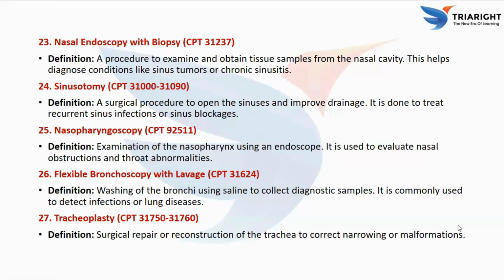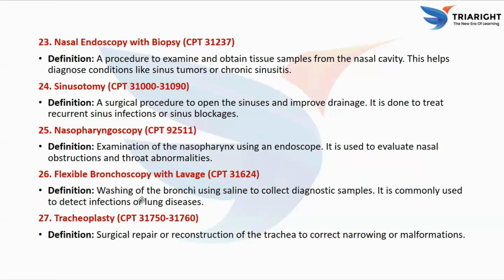So why is it done? Because there may be a nasal obstruction, enlarged adenoids, voice problems, and throat or airway abnormalities. This is a diagnostic procedure only. There is no biopsy and no surgery done in this procedure. This is very common in ENT clinics. And CPT code 92511 is a visual examination only. So if a biopsy is done, you have to use a different CPT code.